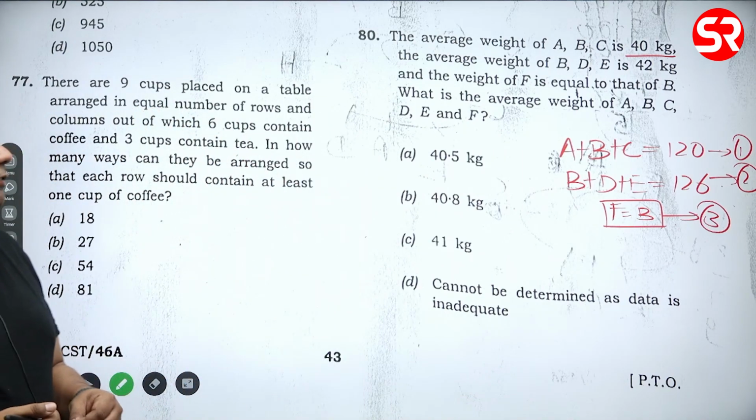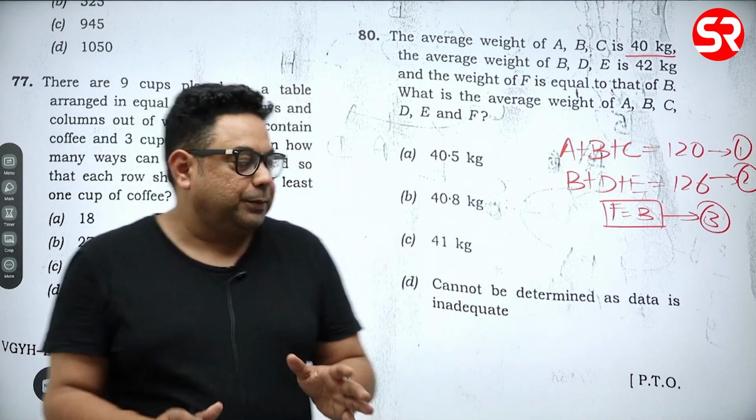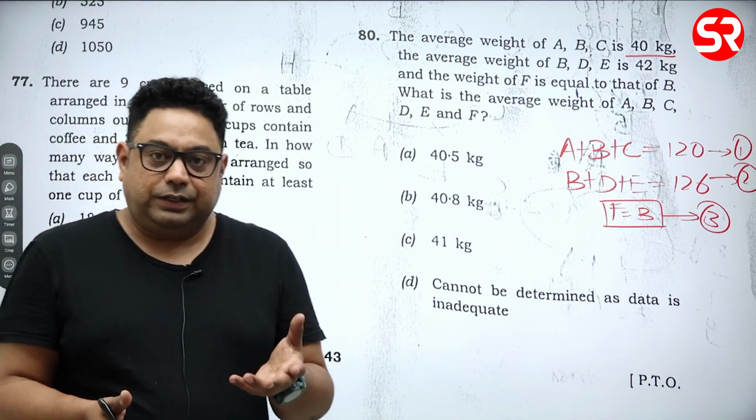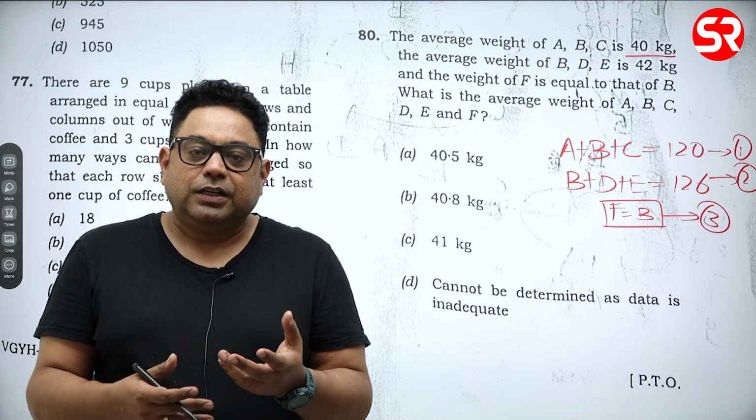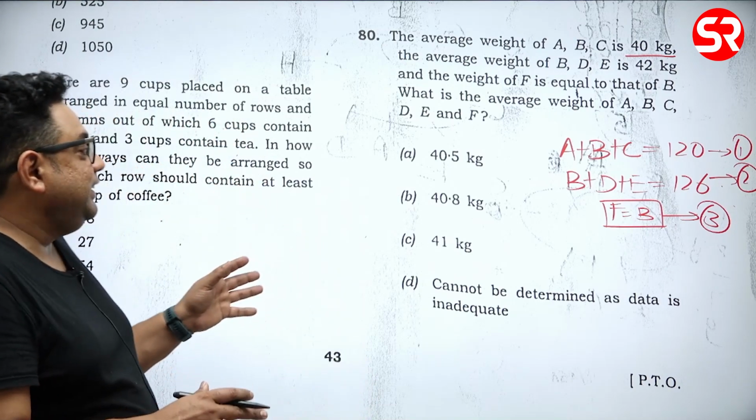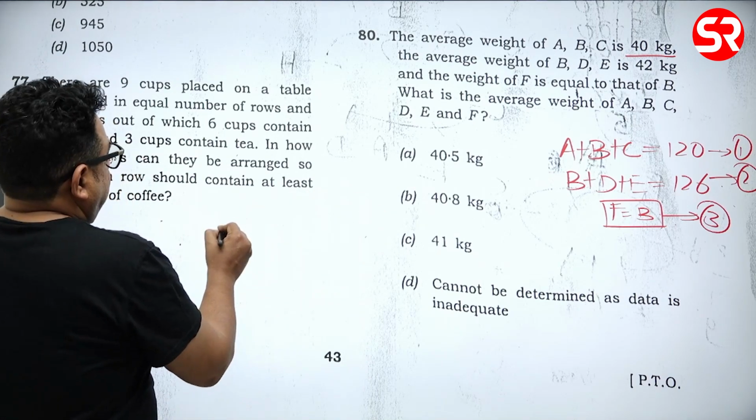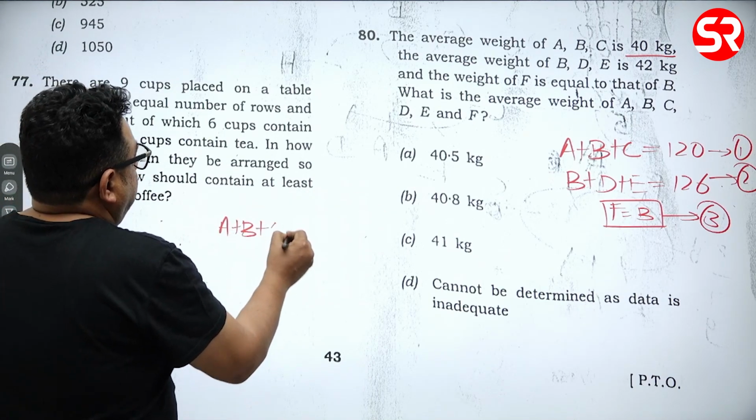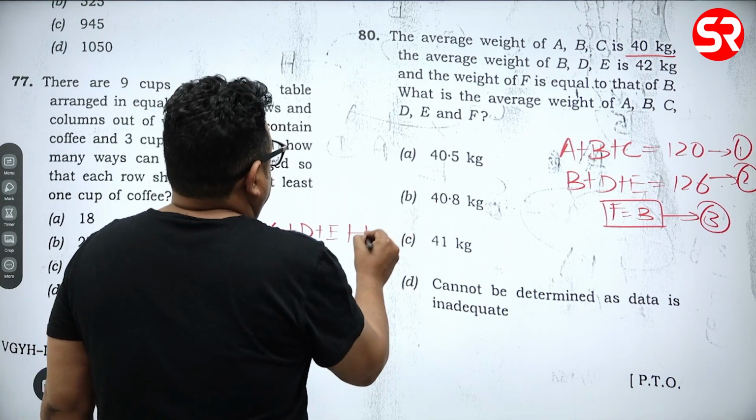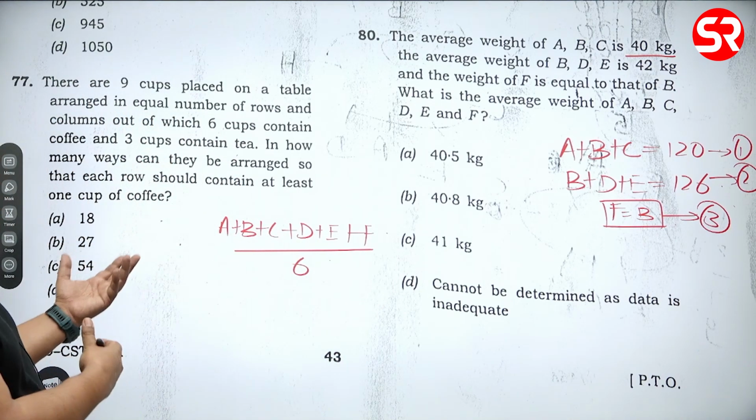Then he asks what is the average weight of A plus B plus C plus D plus E plus F. Now there is an option called cannot be determined, or cannot be determined as data is inadequate. That is also a possibility, because they do not give this option in every question, right? But this year they have given this option in many a question. So let's see. He is asking about (A plus B plus C plus D plus E plus F) upon 6, isn't it? These are 6 numbers, so I have put this as 6.